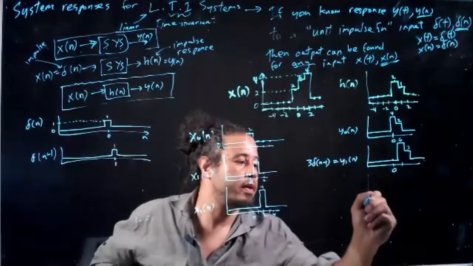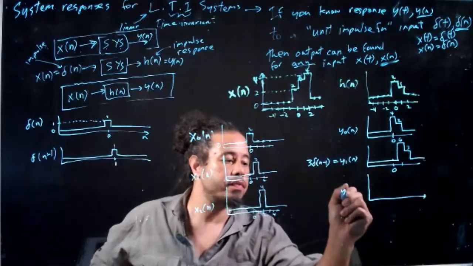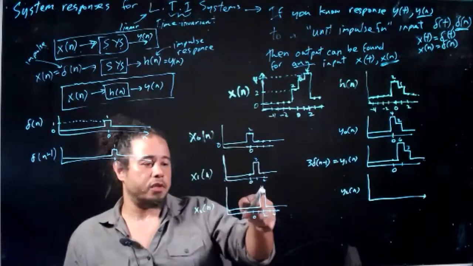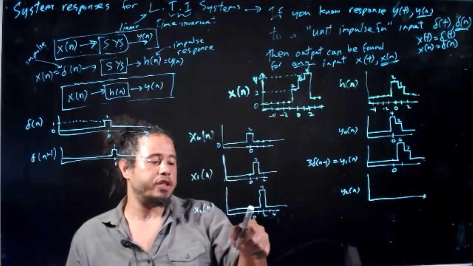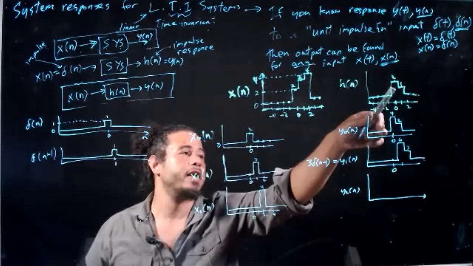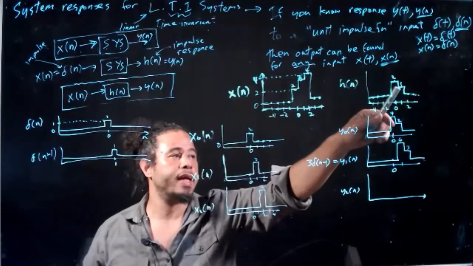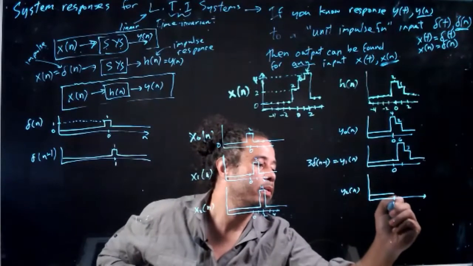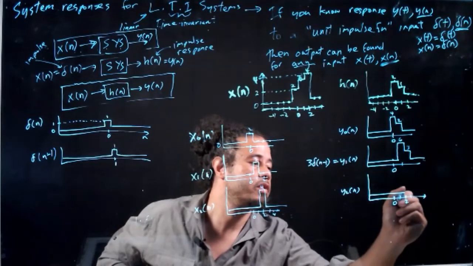Analogously, we can figure out what y2 of n is, because x2 of n is the unit impulse that is amplified by a factor of 4 and shifted 2 units. For y2 of n, we'll take this impulse response, which is 2 and then 1 at times 0 and 1, and multiply it by 4, so we'll get 8 and 4, but then shift it 2 units to the right. So instead of happening at 0 and 1, it'll occur at 2 and 3, shifted 2 to the right.